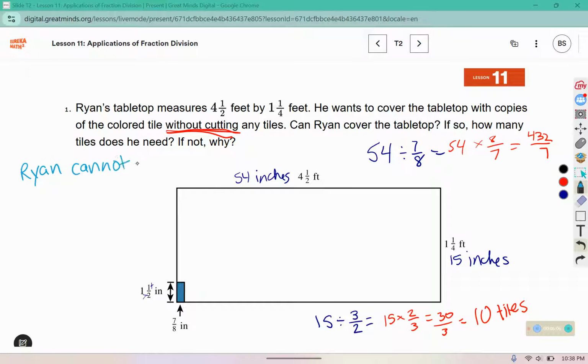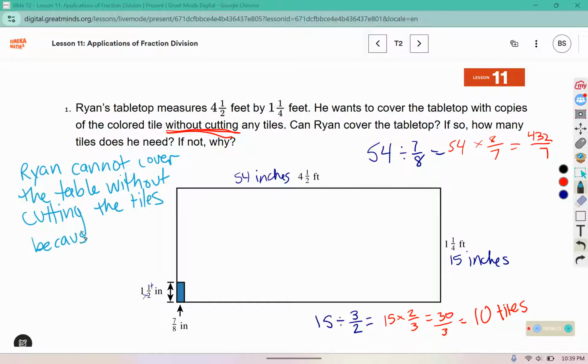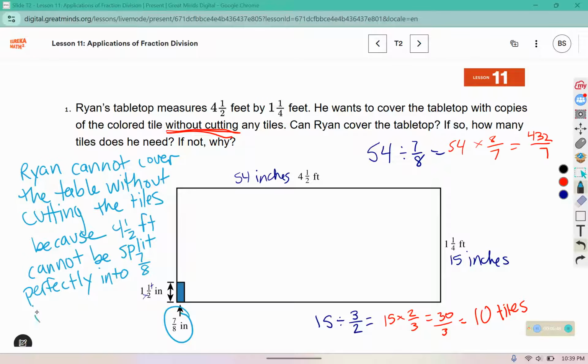Ryan cannot cover the table without cutting the tiles because 4.5 feet cannot be split perfectly into 7/8 of an inch. There's going to be a piece that needs to be cut.